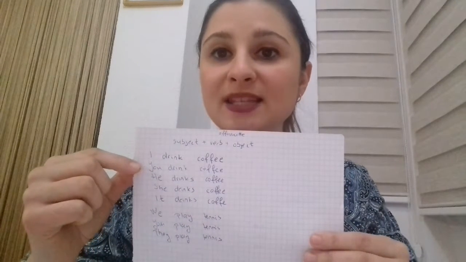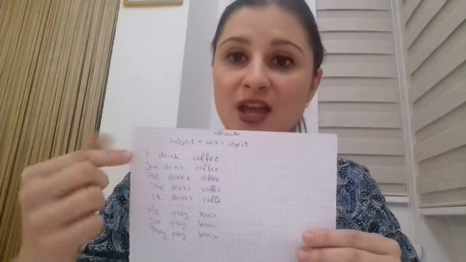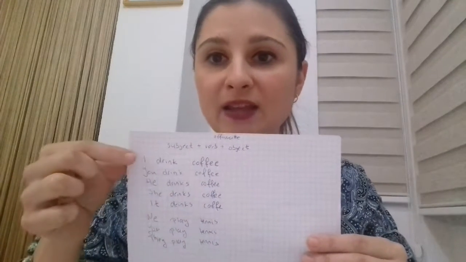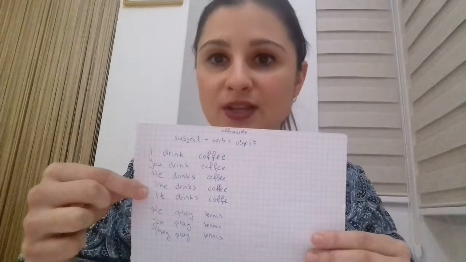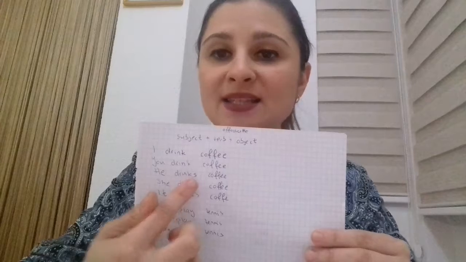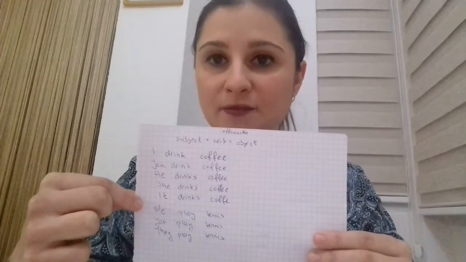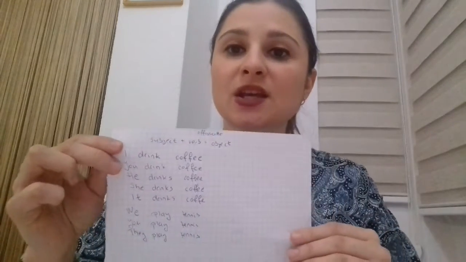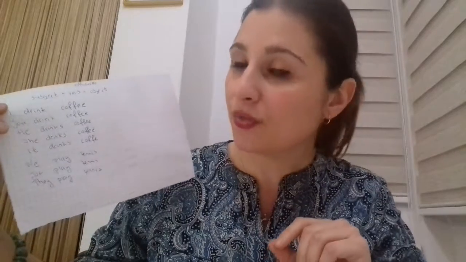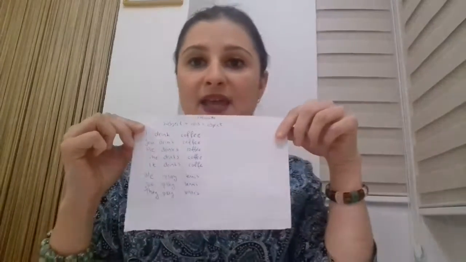What does it change here? Drink in the first person singular and third person singular becomes drinks. We add s on the third person singular. That is the difference. In plural, we don't add s on the verb. It will be just we play tennis, you play tennis, and they play tennis.